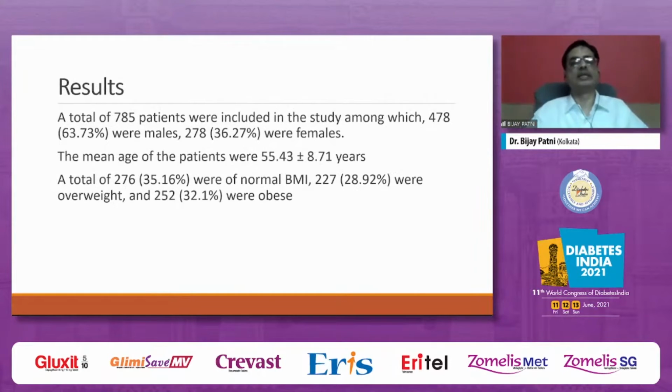And the results were that a total of 785 patients were included in the study, among which 478, that's about 64%, were males, and 278, that is about 36%, were females. The mean age of the patients was 55.4 plus or minus 8 years. A total of 276, about 35%, were of normal BMI. The rest were either overweight or obese. Obese constituted about 32.1%.